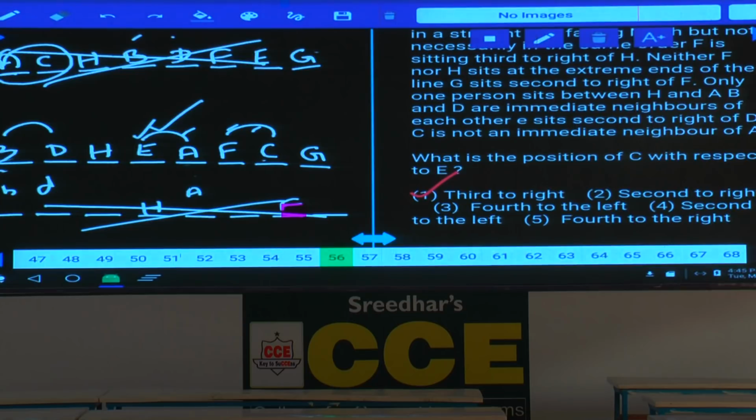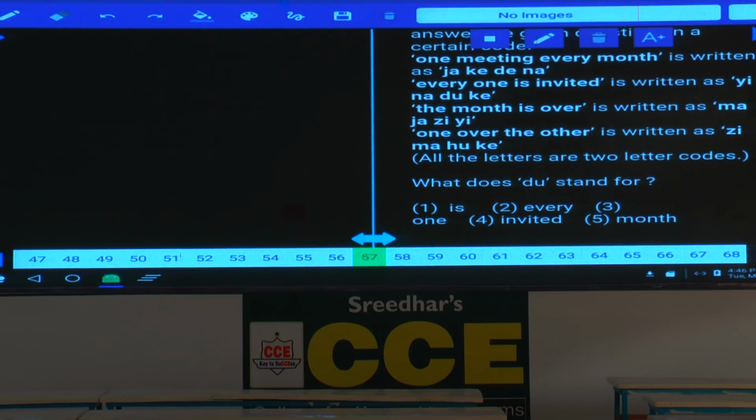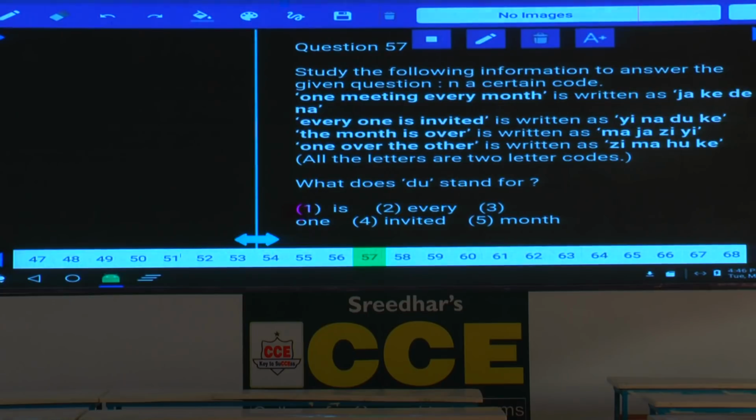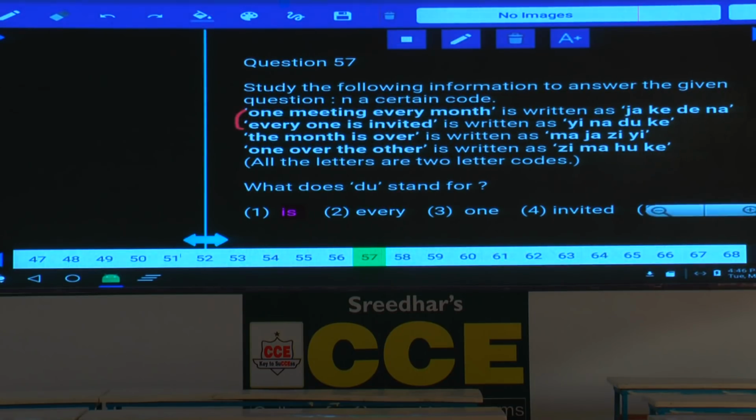Now this is about question numbers 54 to 56, then 57 to 60. Question numbers 57 to 60, these four are based on coding and decoding. Now in this coding and decoding, first we need to compare the first and the second statements. Tell me which word is common between the first and the second.